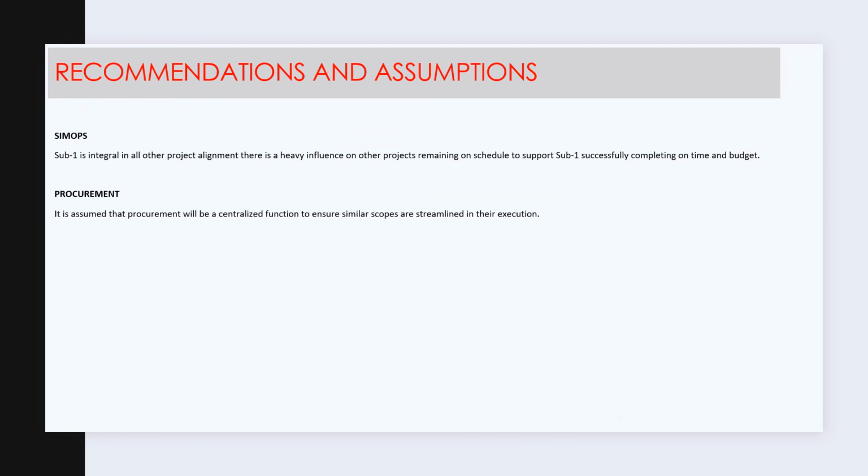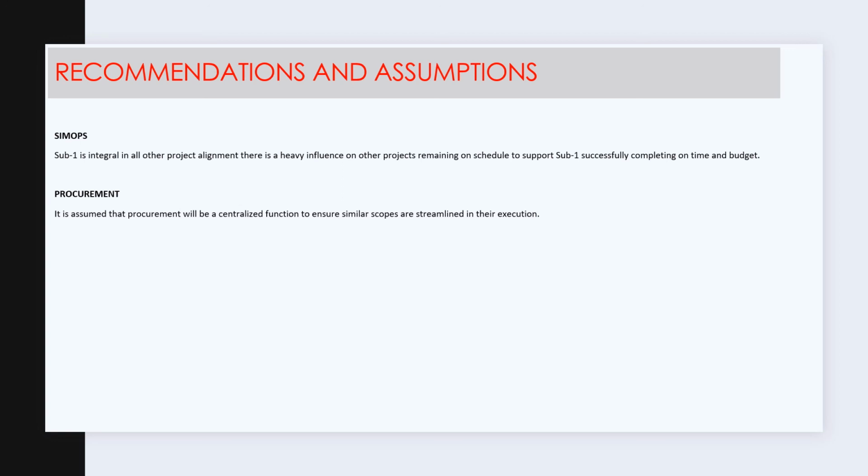Some recommendations and assumptions. SIMOPS. So sub 1 is integral to all other project alignment, and there is heavy influence on other projects remaining on schedule to support sub 1's successful completion on time and on budget. There's risk involved that this would impact on multiple sub-projects that have dependencies upon each other's time execution. Consideration should be given to overall project management to mitigate these risks. Without stringent monitoring of all sub-projects, a crossover of cost blowout could be considerable.